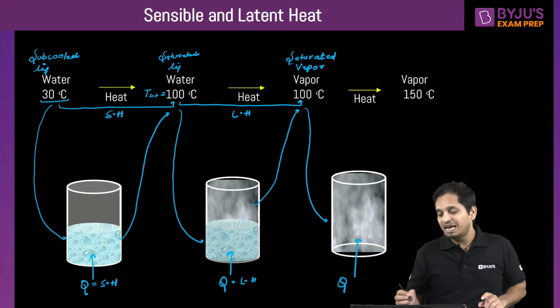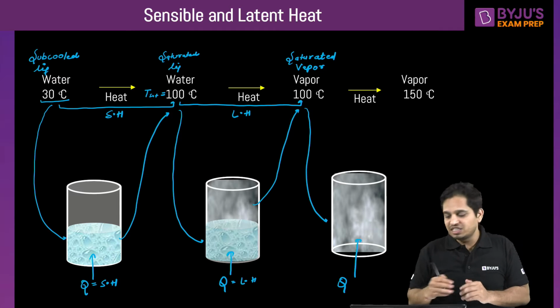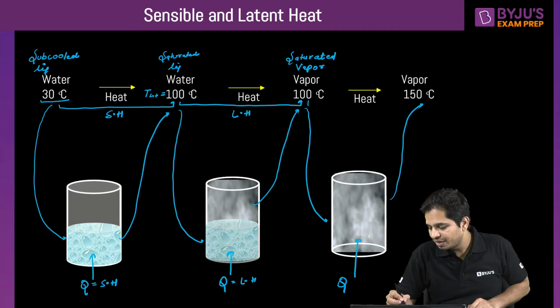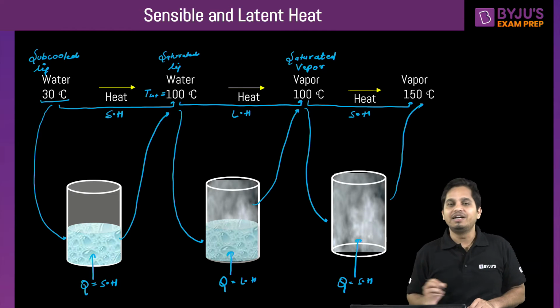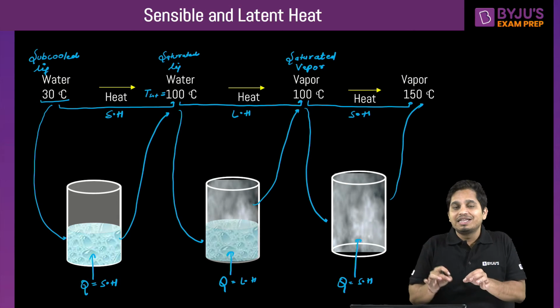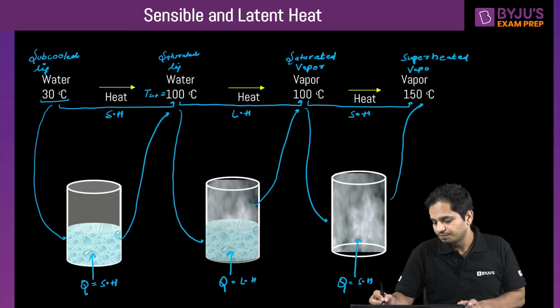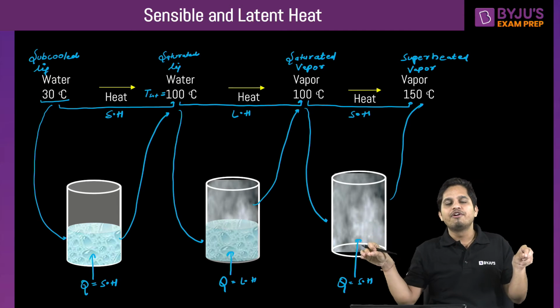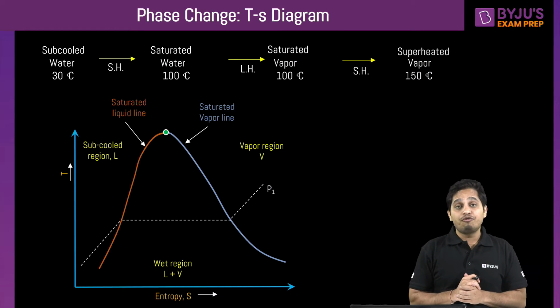I am still giving heat. I did not stop. Now what will happen? Now the phase has changed already. Now the temperature of vapor will start increasing and it will reach vapor at 150 degrees Celsius. Here the phase is not changing, but the temperature is changing. So the heat that will be absorbed will be called sensible heat. And because the temperature is more than saturation temperature, this is called superheated vapor. Okay. So this is how water which is at 30 degrees Celsius is converted into vapor which is at 150 degrees Celsius.